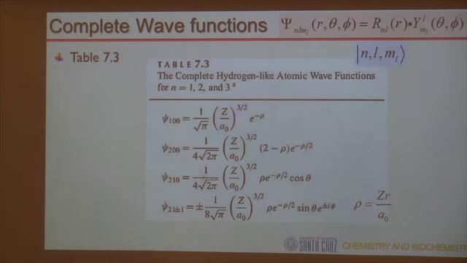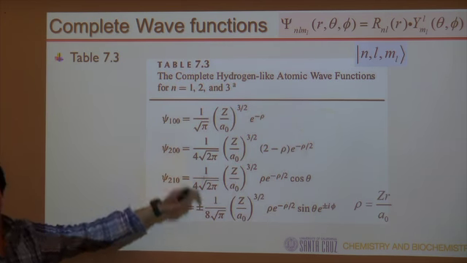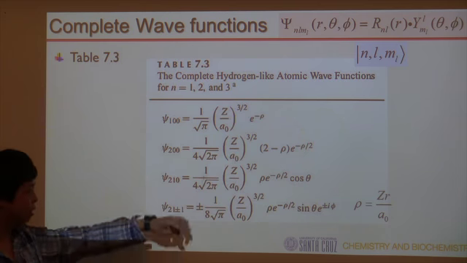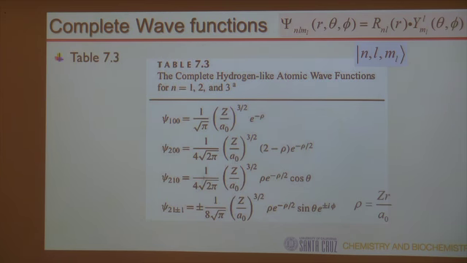Again, you don't need to worry about memorizing all those things. Once we ask a question, it gives you the wave function for you to use.